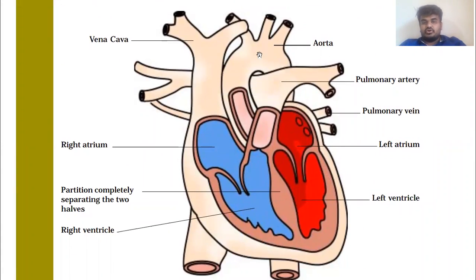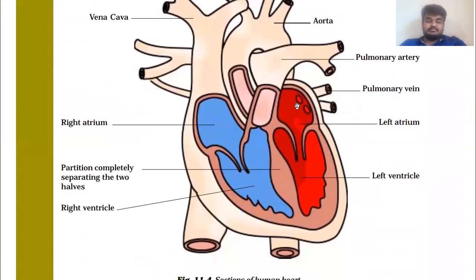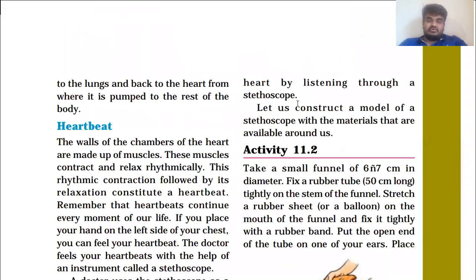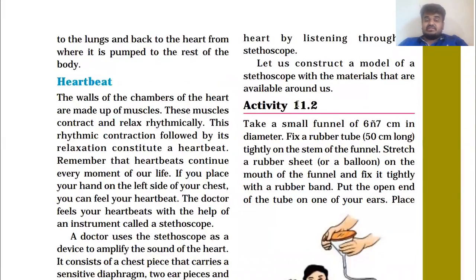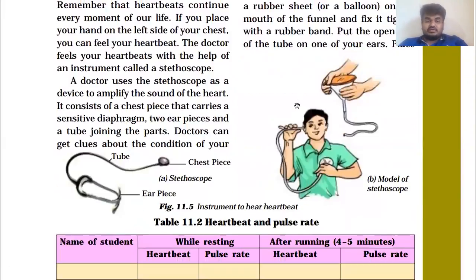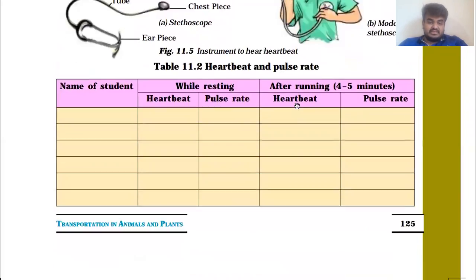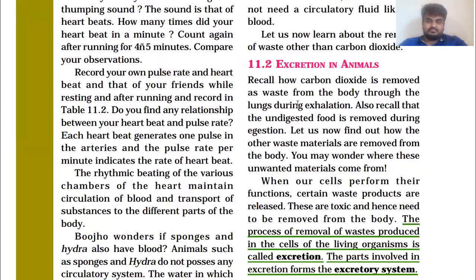Okay, from this aorta. Here you have the aorta again. From this aorta and artery, it will go to other parts of the body, and mainly to the tissues. So this is the working of the heart. Next one is heartbeat. It is the easiest topic, so you can just simply revise it by reading also.